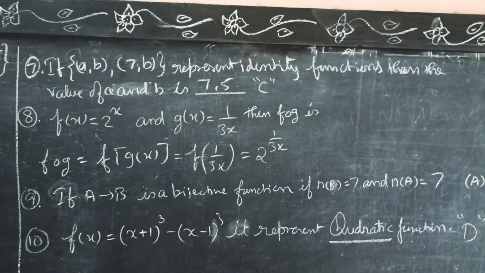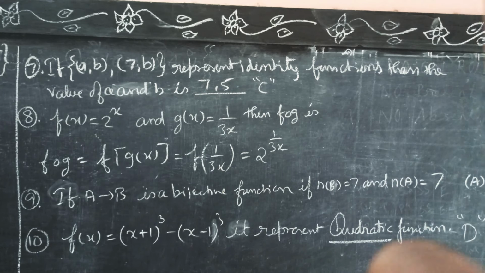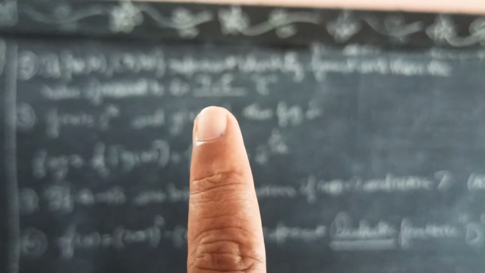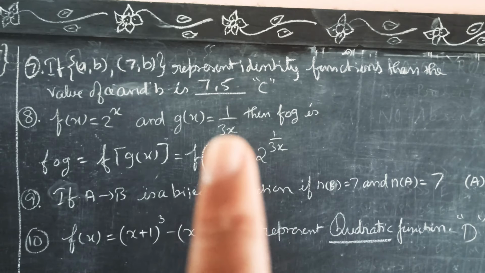In question number 7, we are given (a, b) and (7, b). There is a printing mistake in the question. One of the b should be 5. If they represent the identity function, then the values of a and b are 7 comma 5, and the option is C.